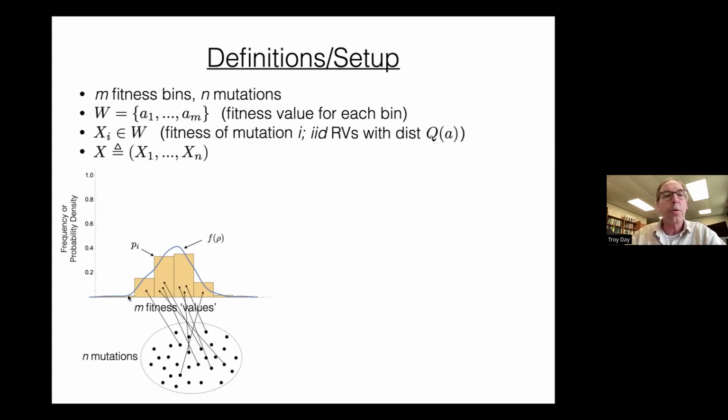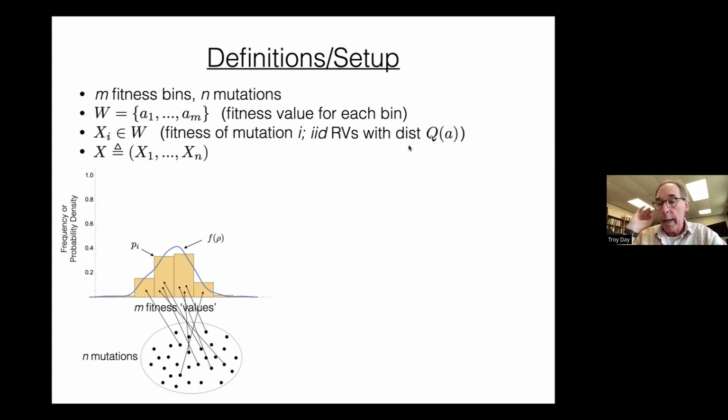Now I'm going to set it up with M fitness bins. So I'm going to have M fitness values. There'll be N mutations, and I'm going to be interested in what happens as N gets big. The different possible fitness values, we'll just label A1 through AM. That's the values along this axis here. And then I'm going to define these random variables X sub i. There's going to be N of them, and those are going to be the fitnesses of mutation i. And I'm going to think of those as IID random variables, all drawn from some distribution Q of A.